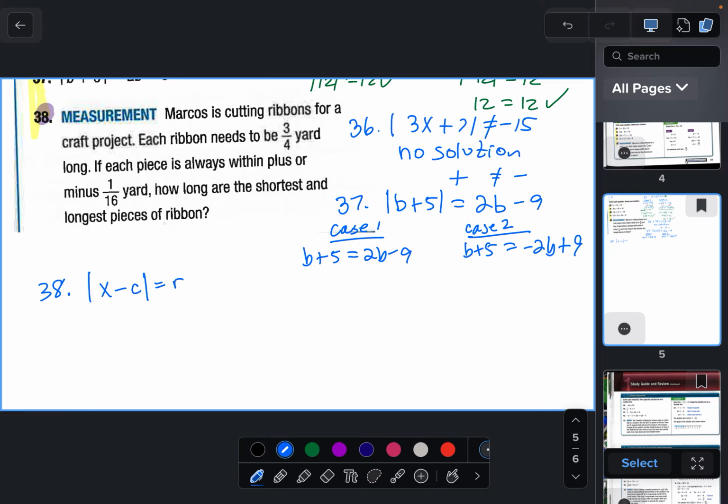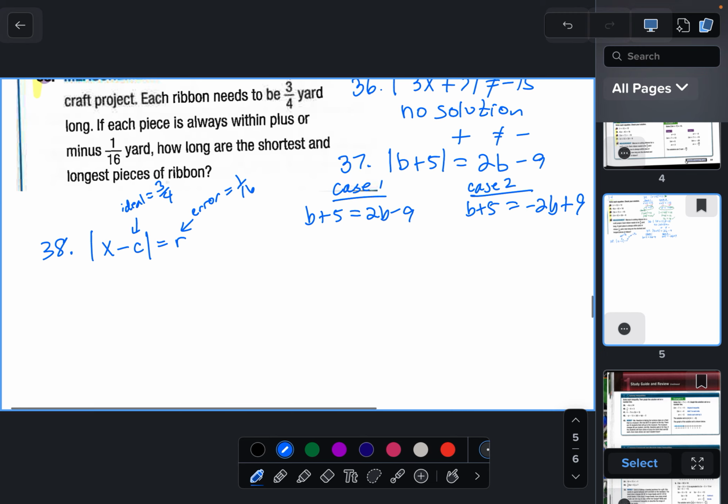Okay, so this is your ideal. In this case, we want it to be 3/4 of a yard. And this is our plus or minus. It's our error. In this case, 1/16. So how much wiggle room do we have to be a little bit off when we're cutting? Okay. So it would be the absolute value of x minus 3/4 equals 1/16. Okay. So that would be your setup. Once you get that, just like problem 36 and 37, for 38 you're going to set up your two cases.